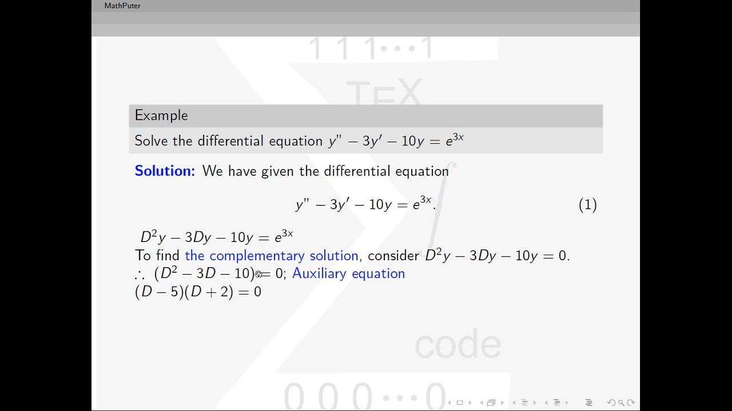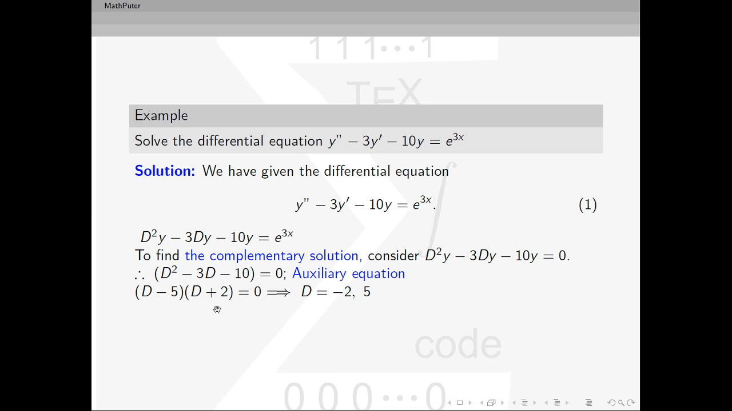Now no need to repeat this every time. The factorization of this is (d minus 5) into (d plus 2) equal to 0. So we have two roots, minus 2 and 5. These two are real roots, and these two are unequal. So how do we design the solution?